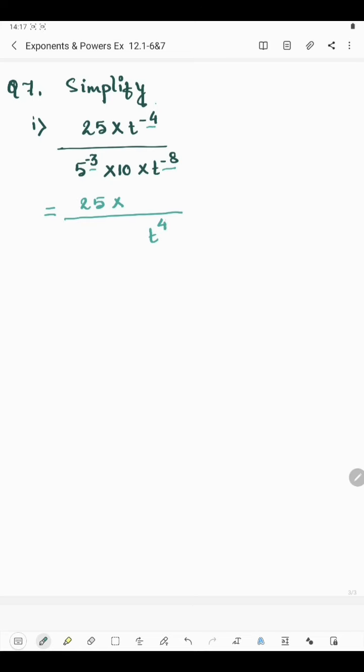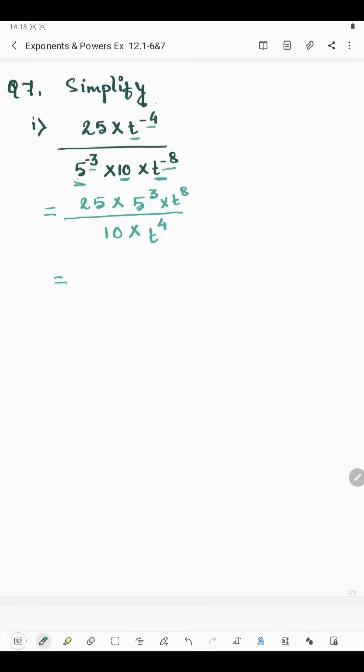the power 4. Now here 5 raised to the power minus 3 was there. To make the exponent positive, we will have to take this 5 to the numerator, so it will become 5 to the power 3. Okay, now here we have t raised to the power minus 8. So t raised to the power minus 8 will be t to the power 8 if you take this to the numerator, and so we have taken these two to the numerator and this in the denominator, and 10 is already there in the denominator, so we'll write 10.